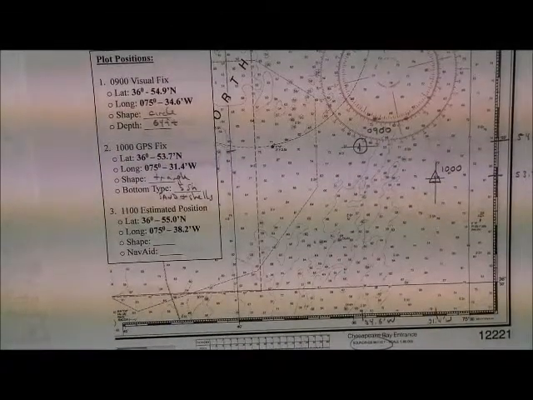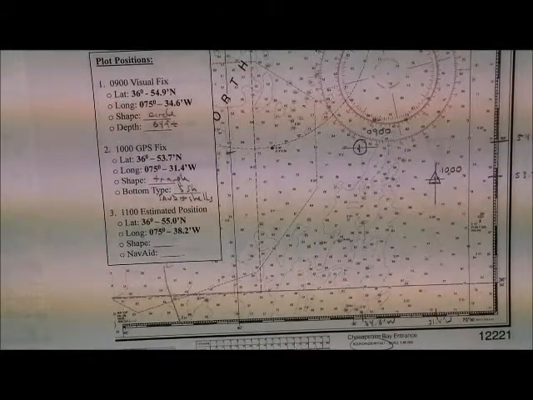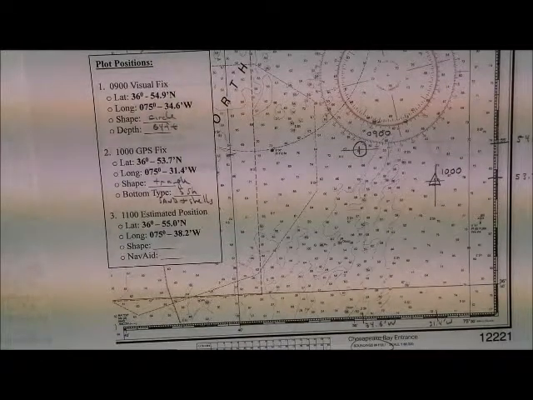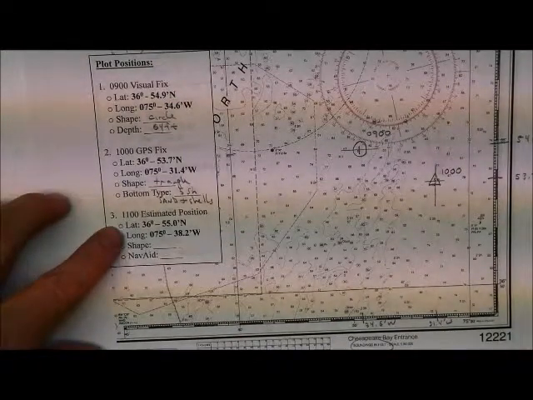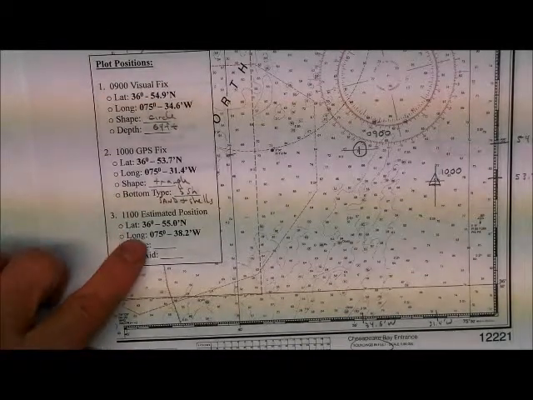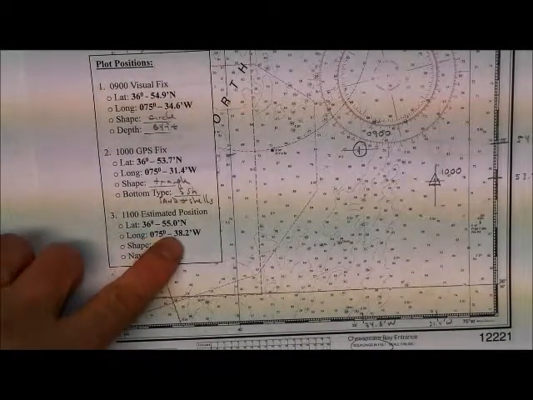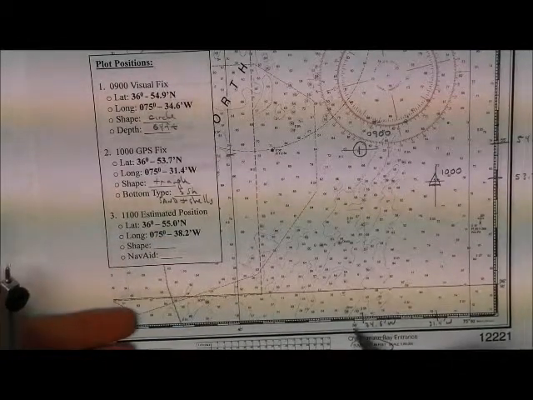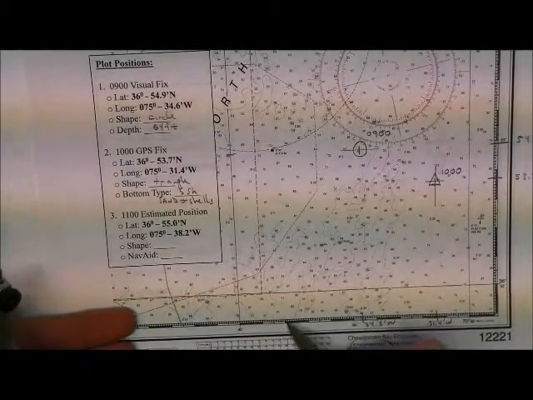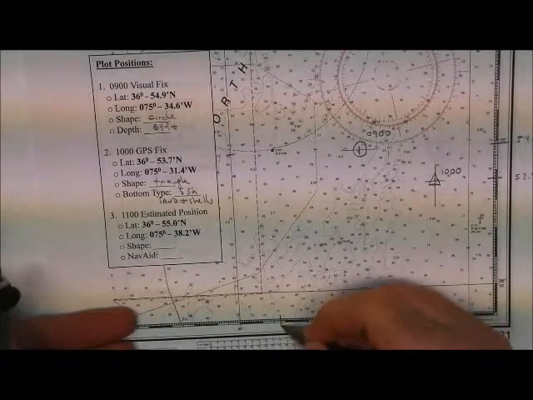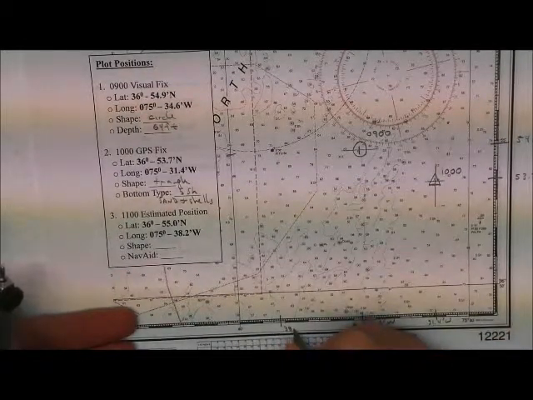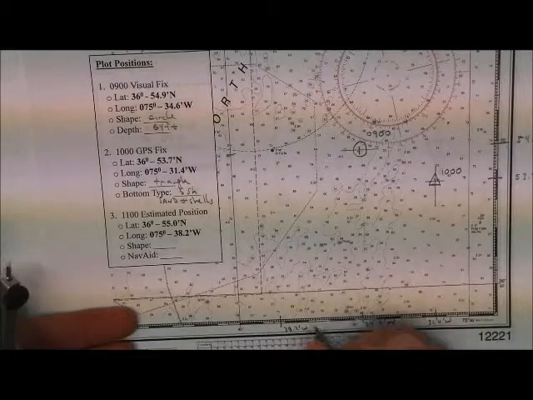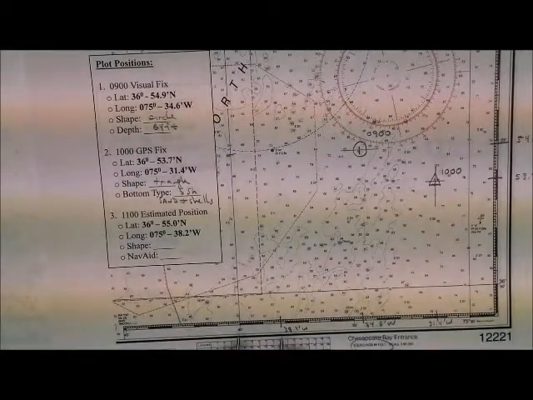Okay, for the next one, which is the estimated position at 11 o'clock, let's use a combination of the two systems we've used so far. So my longitude is 75 degrees, 38.2. Let's do our hack marks. It's always a good idea. 35, 36, 37, 38.2 right here. So that's 38.2 minutes west. And I can set my dividers right now.